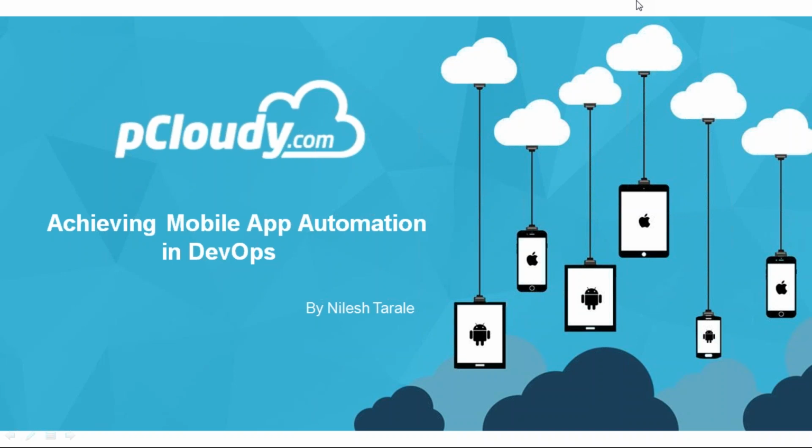Today's topic, as Sabha was mentioning, is about achieving mobile application automation in DevOps. We'll be primarily focusing on the testing part here, though we have written here achieving the mobile application automation in DevOps. We'll be primarily looking into the testing part because that's the key here. As you know, most of the industry is working on agile methodology right now. And when you are working in agile, DevOps is the key and continuous testing is the vital part of that particular system. So we will be focusing more on the continuous testing.